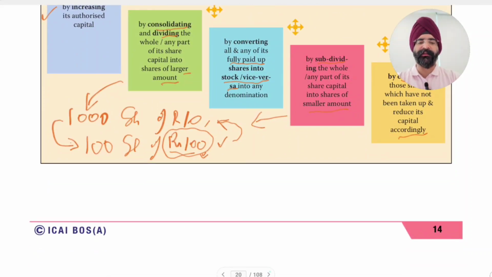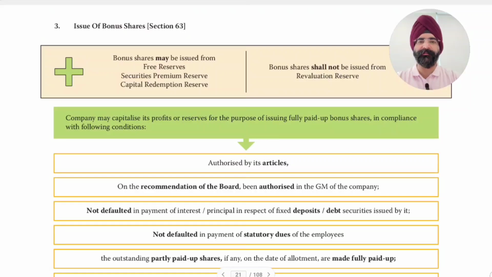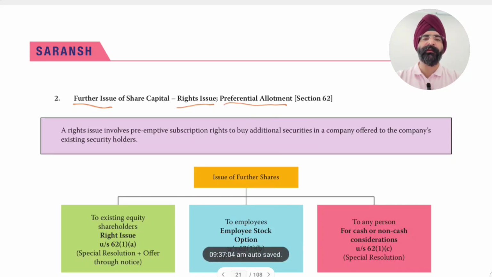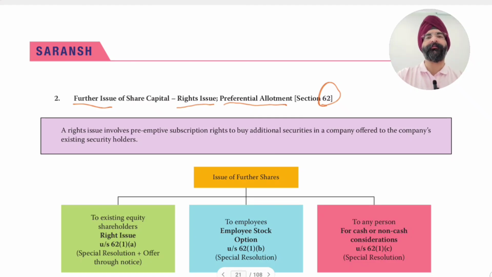Okay, so these are the ways in which share capital can be altered. Now proceeding further, we have further issue of shares. We can issue shares by way of rights issue, meaning we are issuing shares to the present shareholders of the company, or we can issue by way of preferential allotment under section 62. In preferential allotment, we are making allotment to an identified group of persons.